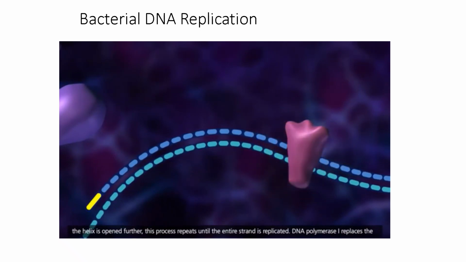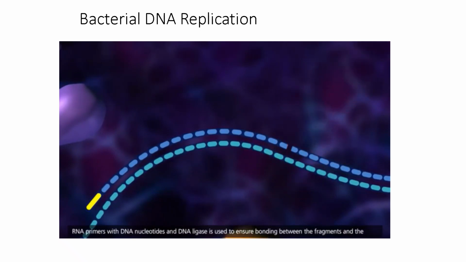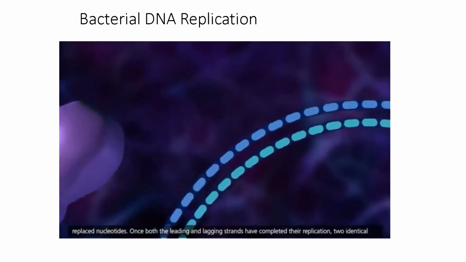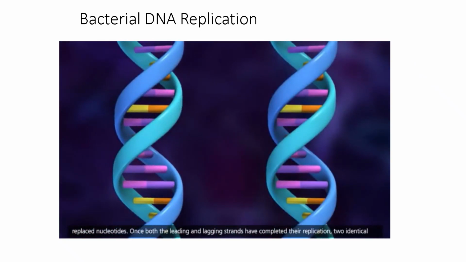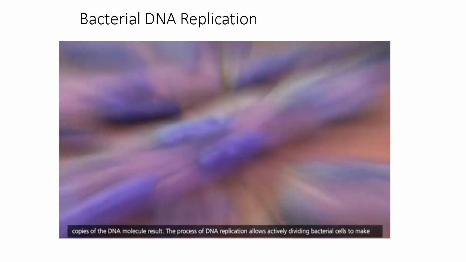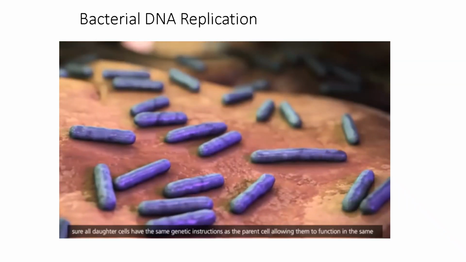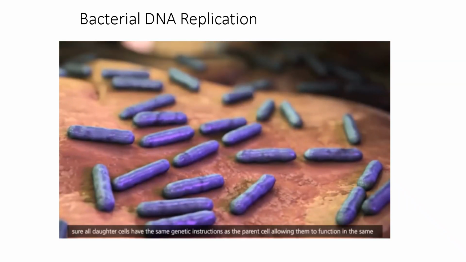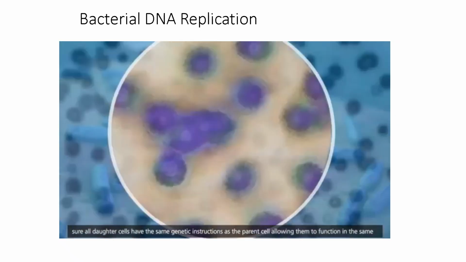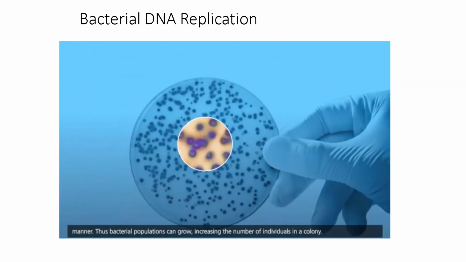DNA polymerase I replaces the RNA primers with DNA nucleotides, and DNA ligase is used to ensure bonding between the fragments and the replaced nucleotides. Once both the leading and lagging strands have completed their replication, two identical copies of the DNA molecule result. The process of DNA replication allows actively dividing bacterial cells to make sure all daughter cells have the same genetic instructions as the parent cell, allowing them to function in the same manner. Thus, bacterial populations can grow, increasing the number of individuals in a colony.